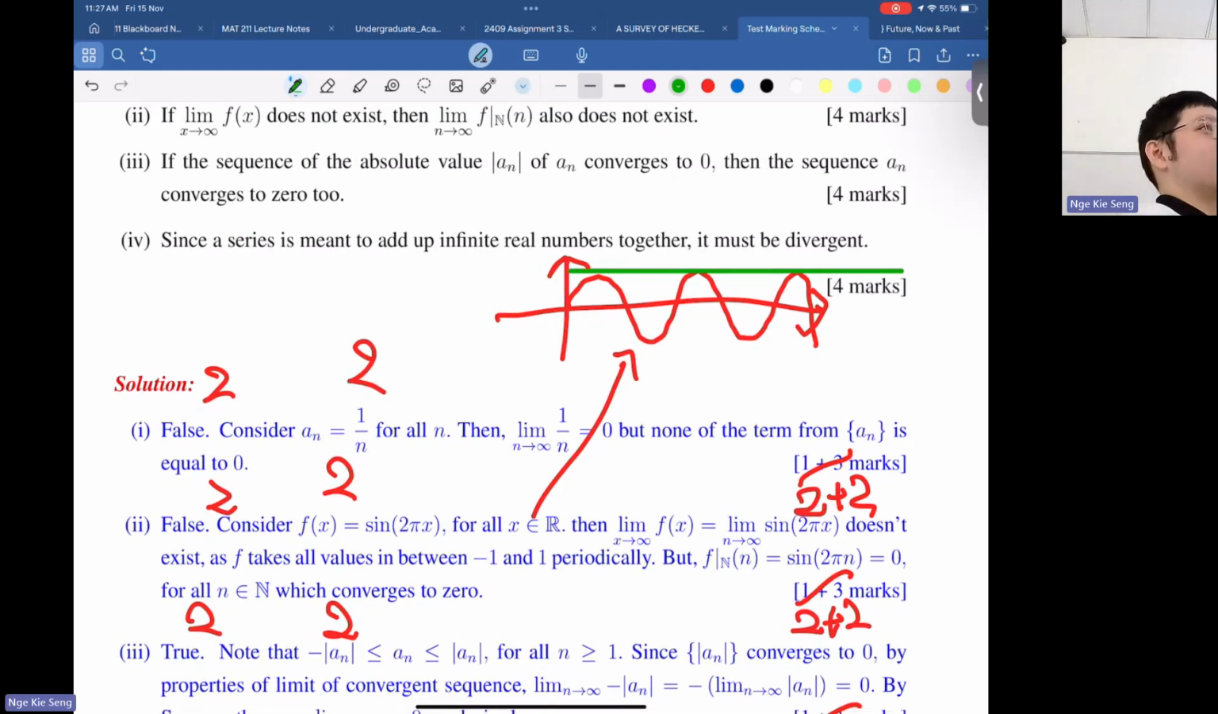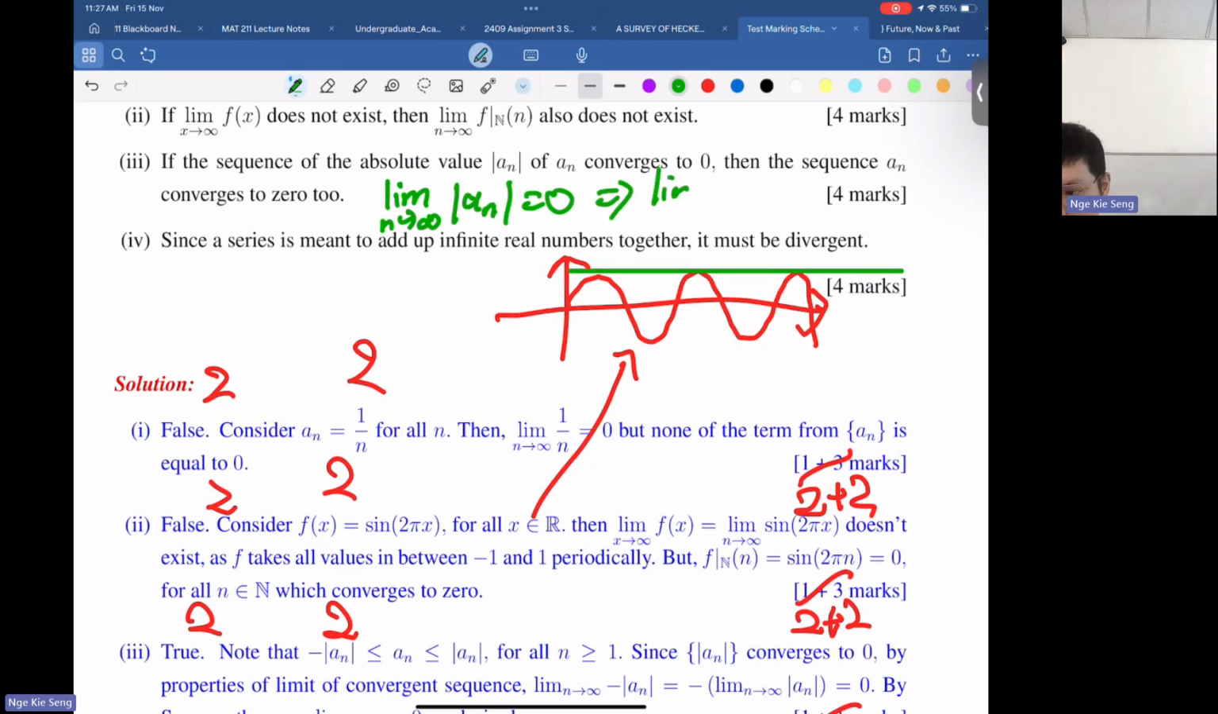C, I deliberately wrote it long. What is this statement here? This is something we proved in class: the limit of n to infinity of a_n is 0 implies that the limit of a_n is 0. We used the squeeze theorem. This is the only true statement inside this false statement. Number 4 says: since the series is meant to add up infinitely many real numbers together, it must be divergent.